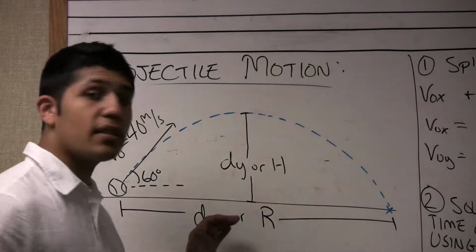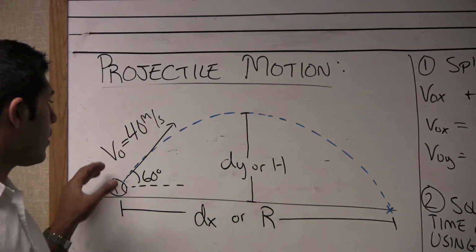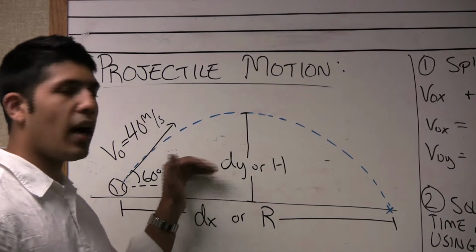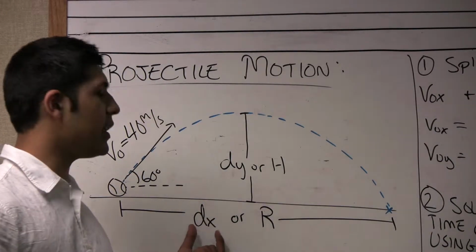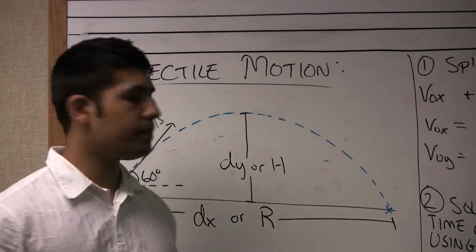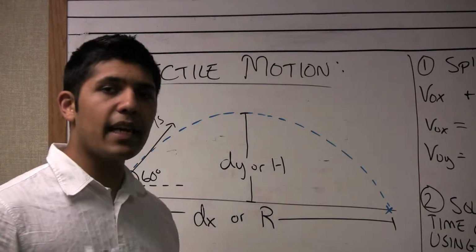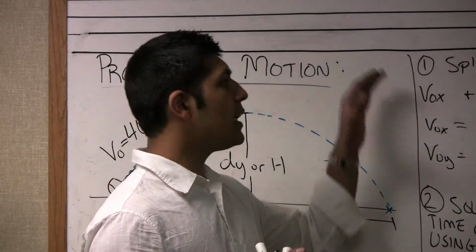The first thing that you should do is draw a diagram and label your initial velocity, your range, and your height. The range can commonly be called displacement in the x direction, and the height can be called displacement in the y direction.